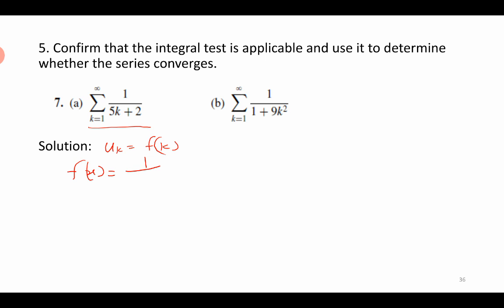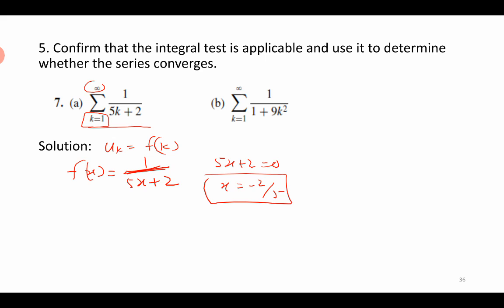Which is 1 over 5x plus 2. This function fails to be continuous only when 5x plus 2 equals 0, which is x equal to negative 2 over 5. Negative 2 over 5 does not fall in the interval 1 to infinity. So let us take the interval 1 to positive infinity. In this interval, this function is continuous. And of course it is decreasing.